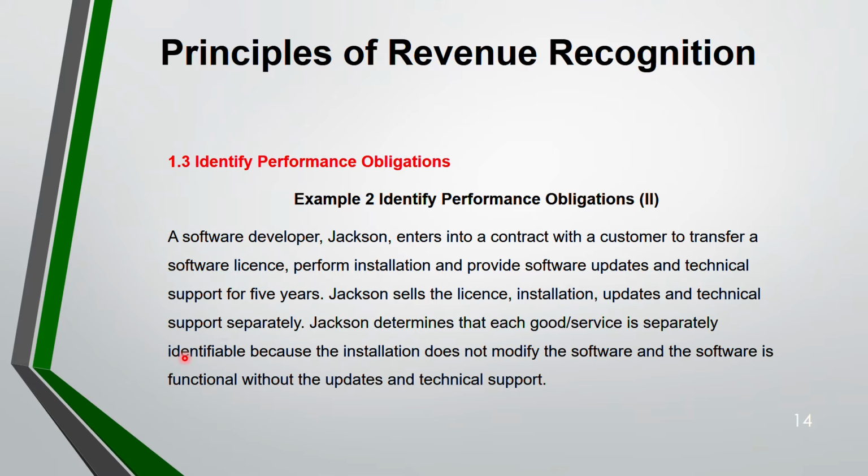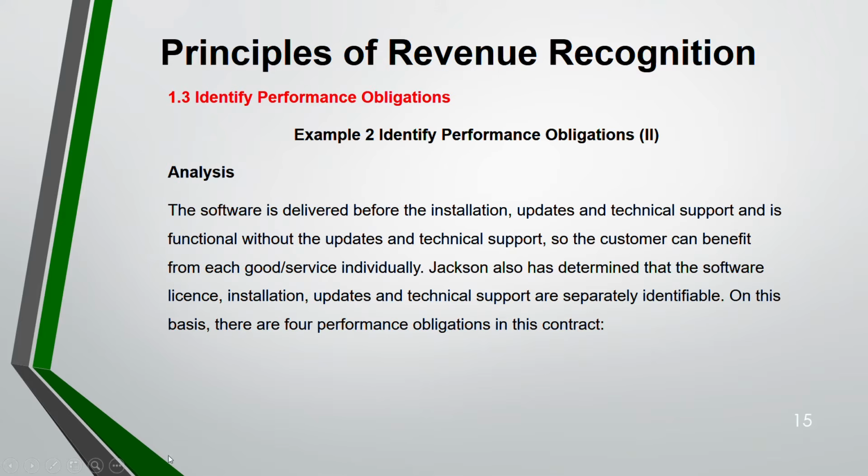They are separately identifiable because installation will not modify the software, and the software is functional without technical support and updates also. If one thing is independent, not dependent on another to run, they are independent, like in this case. But in the previous case, for that unit, you need wiring, you need procurement, you need construction. They can't be run on their own. They have to be combined, then only you can create that unit. You understand? But in this case, it is not so. Therefore, here it can be separate.